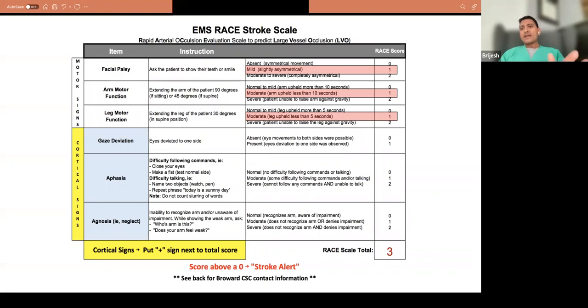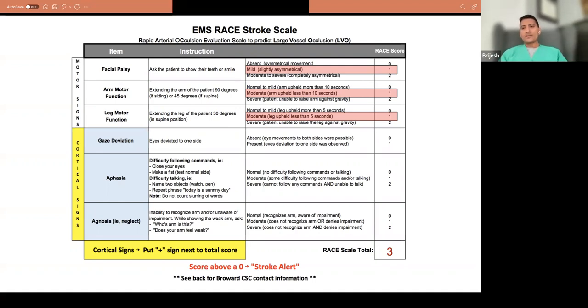And one thing I'll also add is always make sure you have 2 18-gauge antecubital IVs placed in the field, because when a patient arrives to the hospital, we need adequate IV access to perform the CT and CTA, which I'll show you in a second for the in-hospital workflow.